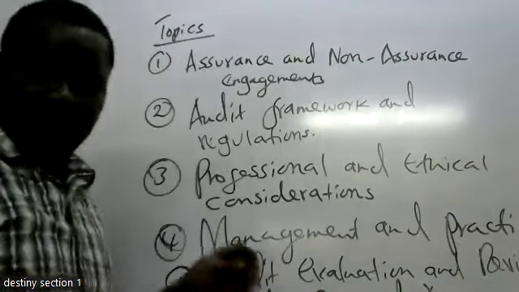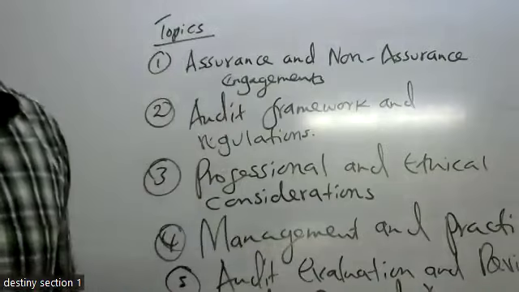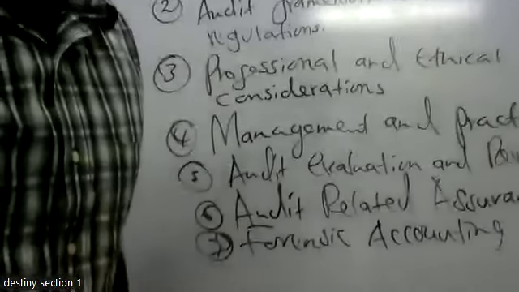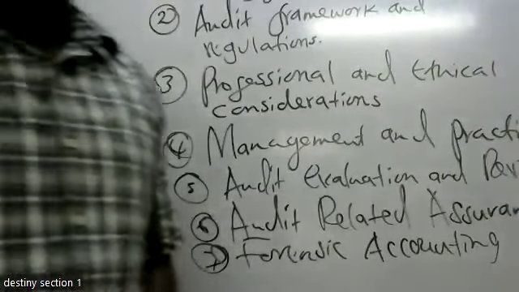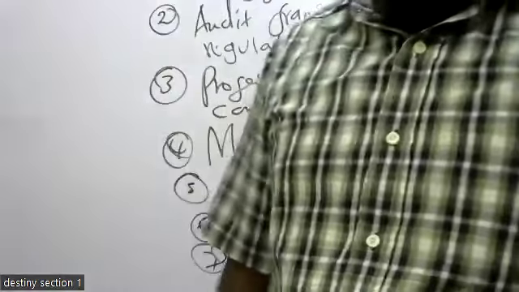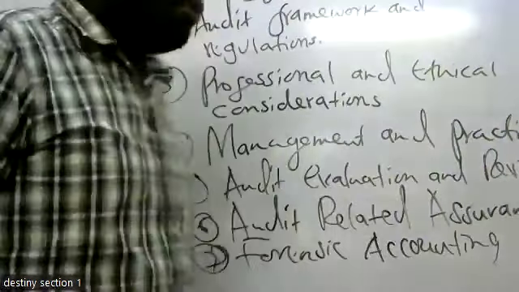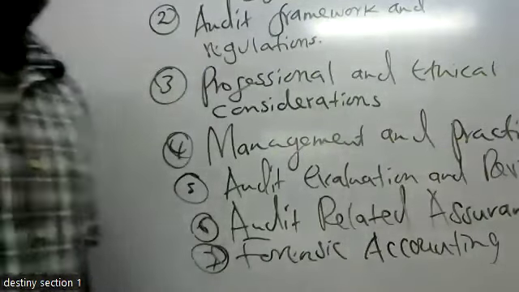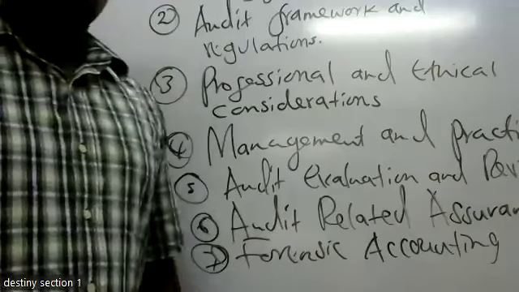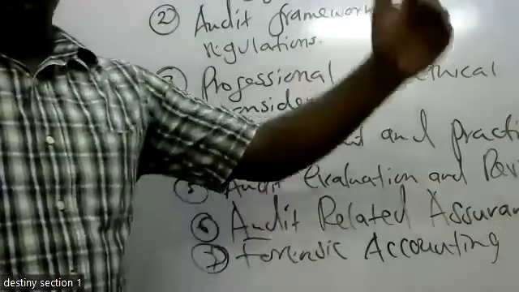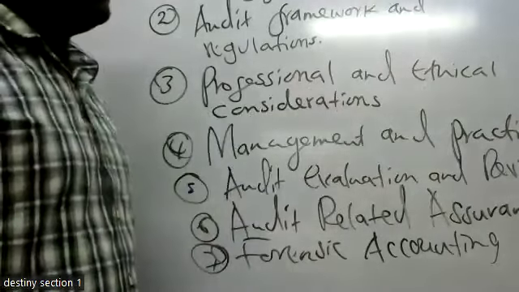Then topic seven is forensic accounting. Forensic accounting is an area of specialization. In case there is a suspected fraud or a dispute involving parties, a forensic accountant, who is a professional, can be engaged to undertake an investigation. In this topic, we shall be learning more about the stages of conducting a forensic investigation.